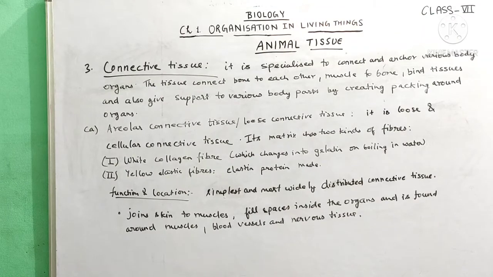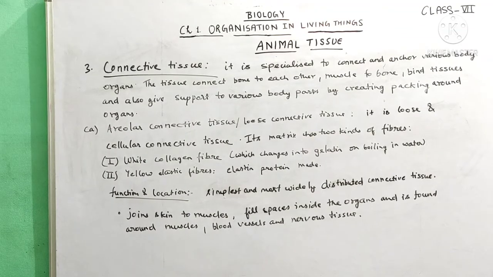Talking about the third type of animal tissue, that is connective tissue. It is specialized to connect and anchor various body organs. It means that the connective tissue connects other body organs and anchors various body parts. The tissue connects bone to each other. Bone to bone connection is made by connective tissue. It also makes muscle to bone connections, binds tissues, and gives support to various body parts by creating a packing around the organs.